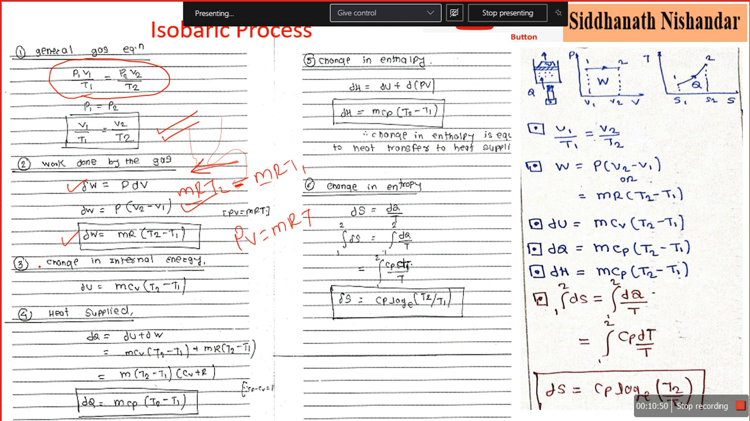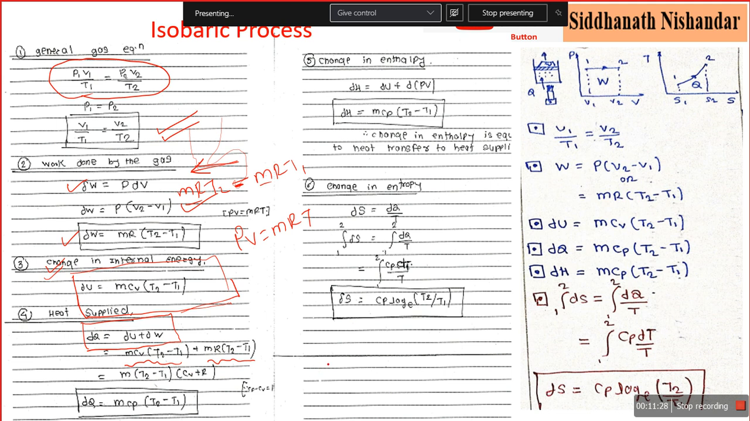Now the change in internal energy is the same for isobaric also, that is m Cv delta T. It is similar for isochoric, isothermal, and isentropic or adiabatic processes. Then heat supplied, as I told, is nothing but the addition of the previous two formulas, that is internal energy and work done. So internal energy is m Cv delta T and work done is mR (T2 minus T1). If you remove the common factor, it is m (T2 minus T1) in bracket (Cv plus R).